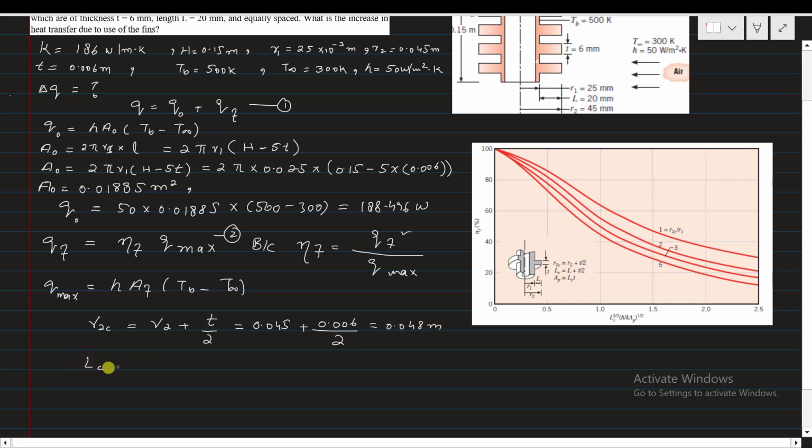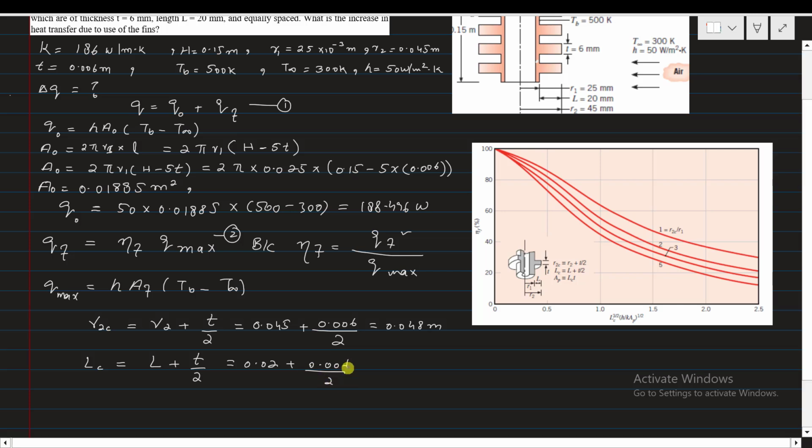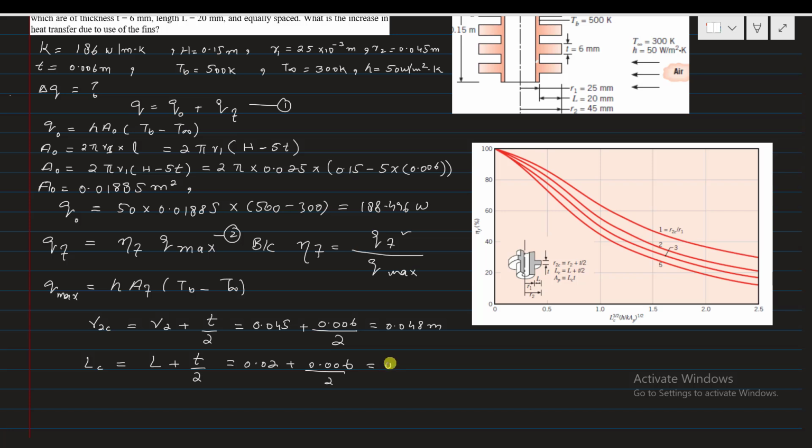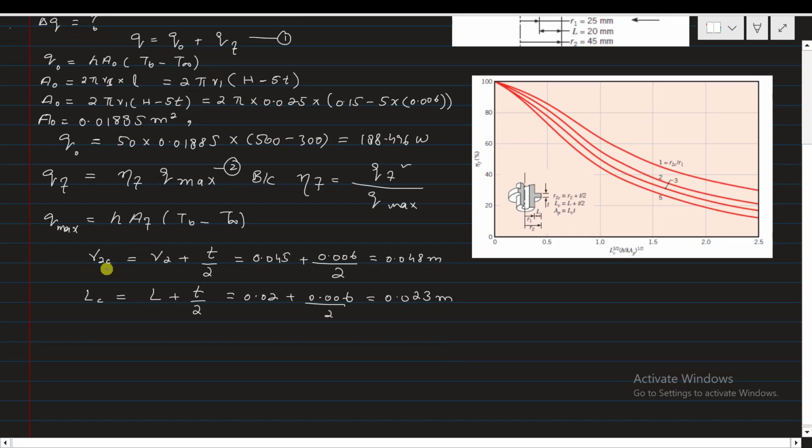Now the corrected length of the fin, that is L plus t by 2. So what is L? Here in this picture you can see that it is 20 millimeters. So I can say 0.02 plus 0.006 divided by 2. So you will get 0.023 meter. The corrected radius and the corrected length of the fins have been calculated.